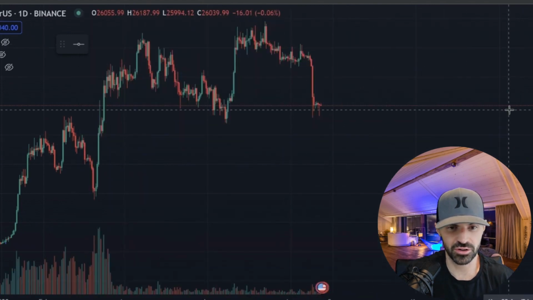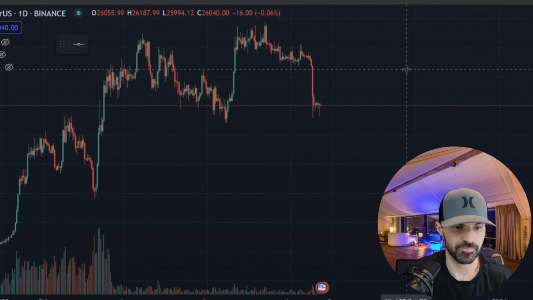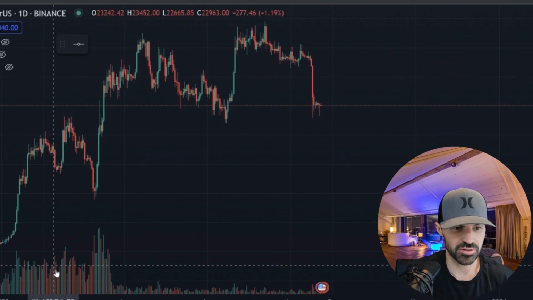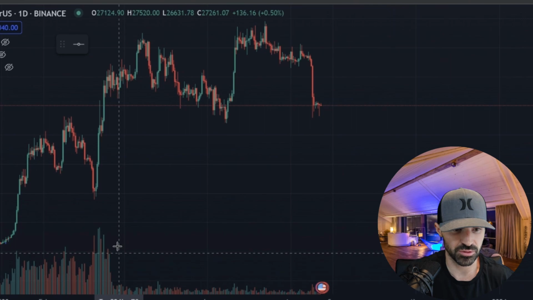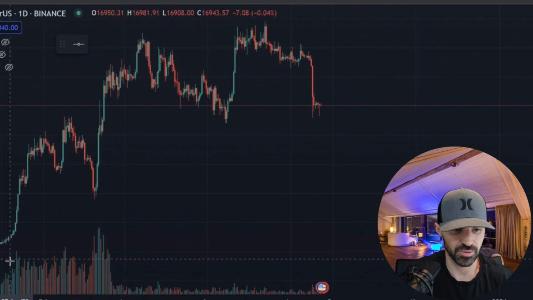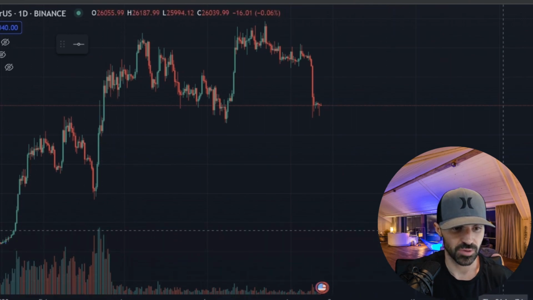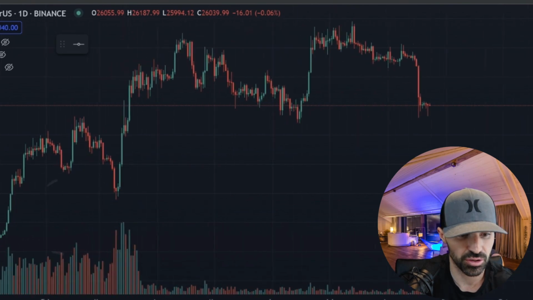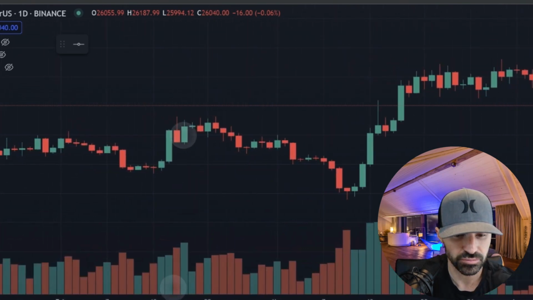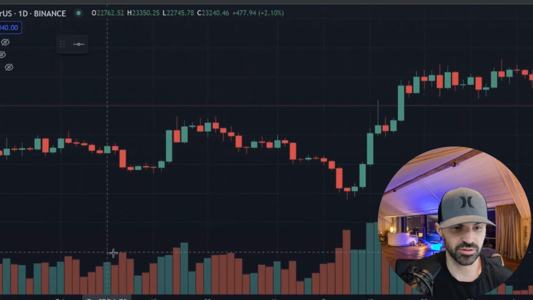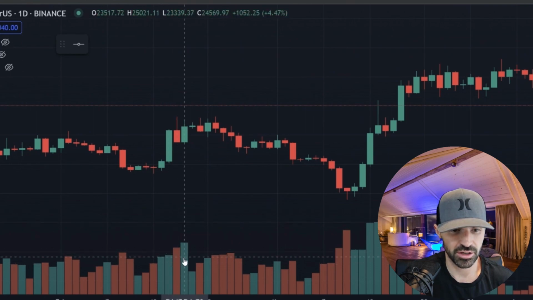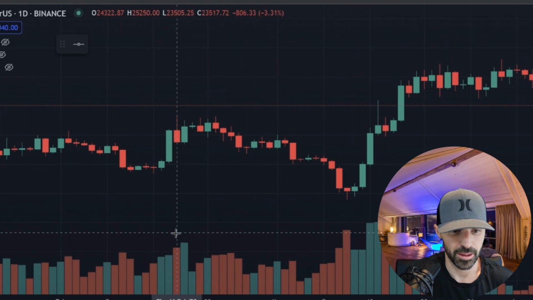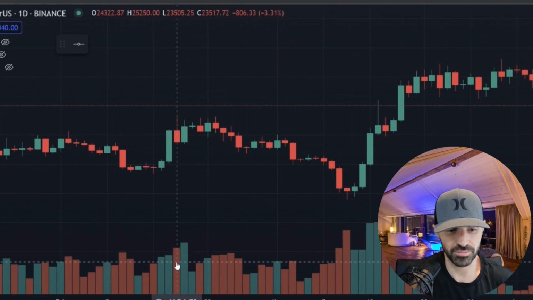So this is the current BTC price. So as you can see, at the start of the year, there was plenty of volume. So I'll just zoom in here. So as you can see, there are red and green volume bars. So red would indicate there'd be more sell pressure than buy pressure.